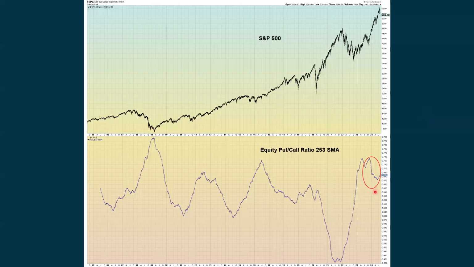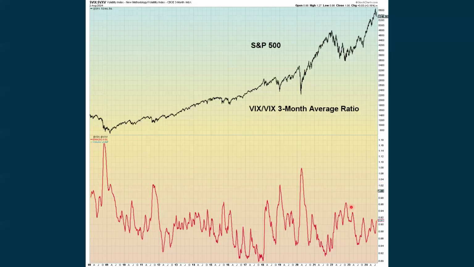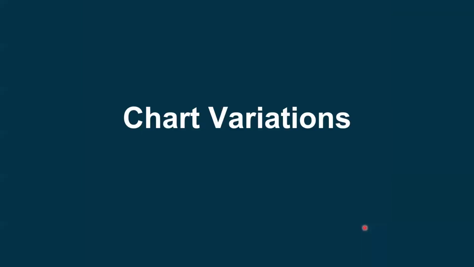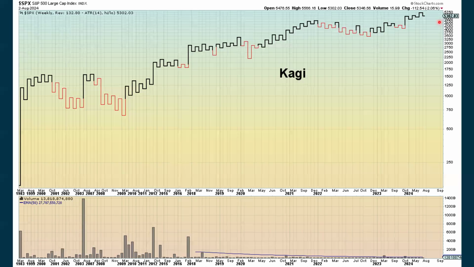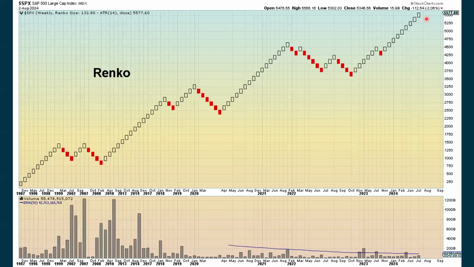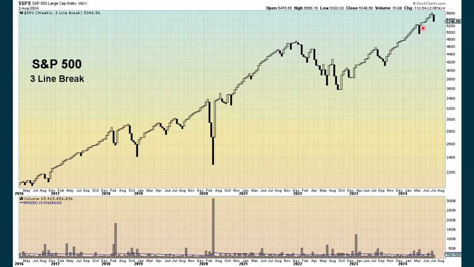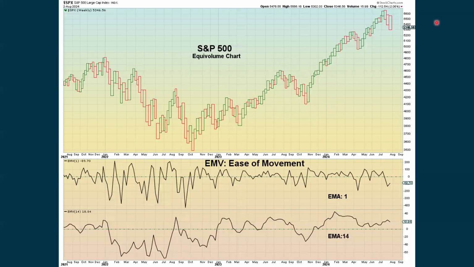And we're going back up with our 253 period equity put call ratio. Usually when that's going down, that's positive. With this going up, that's negative. We're also going up with our ratio between the VIX and the 3-month average of the VIX. That tends to be more negative. And we're starting to switch more negative on a trend basis here with the Heikin Ashi, with the dark candles. We're positive here, but we're pointing down with the Kagi chart. We're still positive with the Renko chart, but we're starting to turn more negative with the 3-line break.